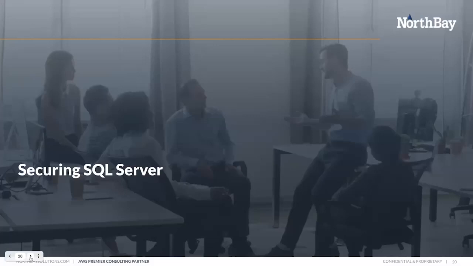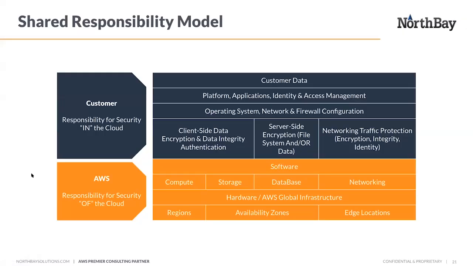All right, securing SQL Server. This is a diagram which, if you are familiar with AWS, you will see it everywhere. Pretty much any service you try to evaluate or anywhere you try to go, you will see this, because it clearly talks about what you are responsible for and what AWS is responsible for. So this is referred to as the shared responsibility model.